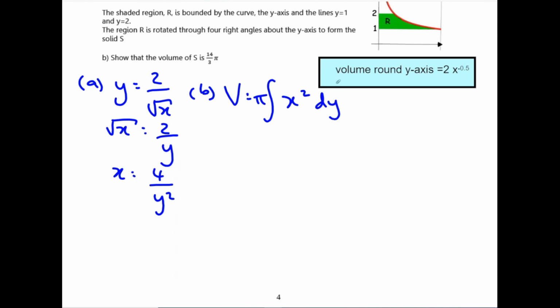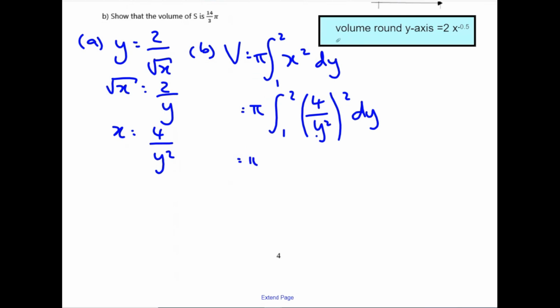And our limits are our y values at this point, so 1 and 2. Be careful, sometimes they give you x values when you need y values, so you might have to put them into the equation to work it out. We've made x a subject, so we can substitute that in. So integral between 1 and 2 of 4 over y squared. Don't forget to square that again. It's really easy to think, well, I squared it here, so I can flip it in. But you need to square it again because it's x squared.